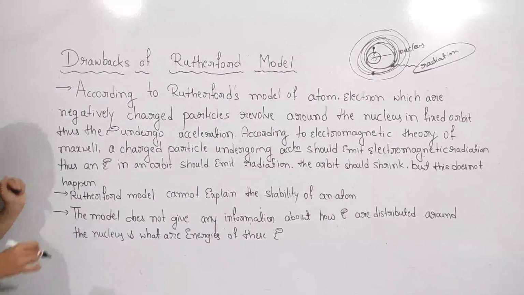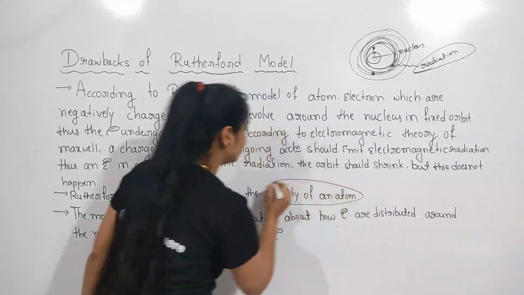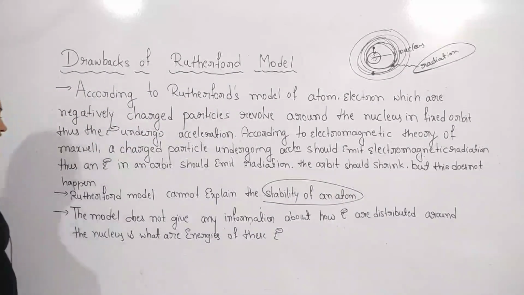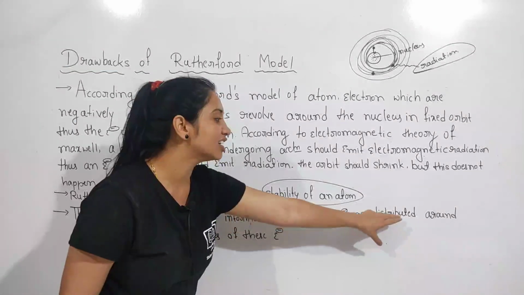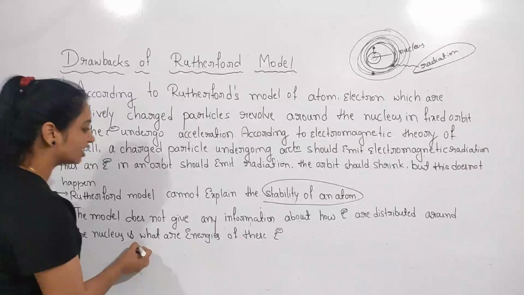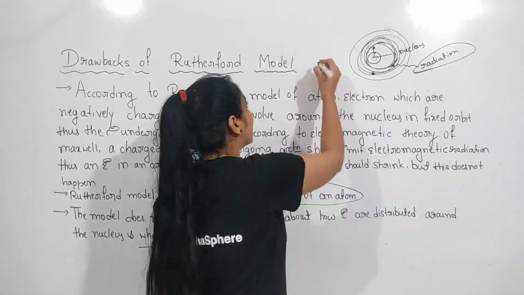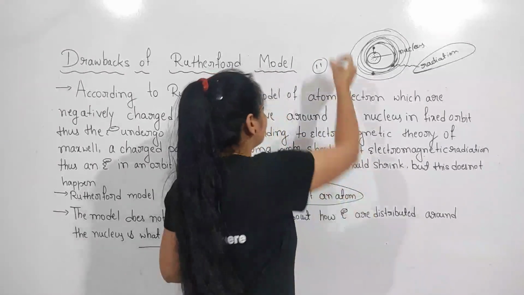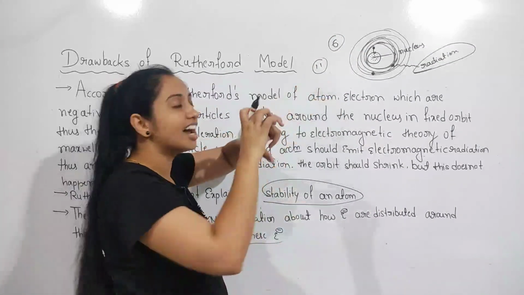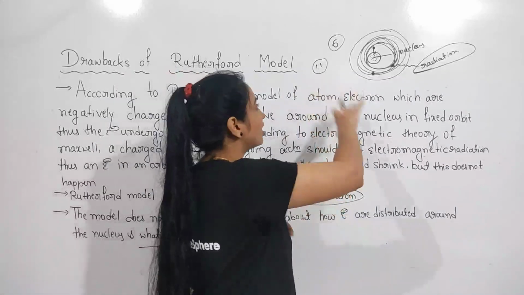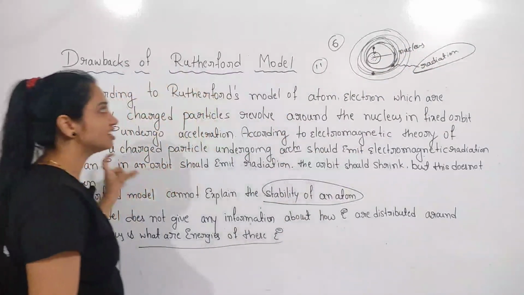The next drawback is that the Rutherford model cannot explain the stability of an atom. And next, the model does not give any information about how electrons are distributed around the nucleus and what the energies of these electrons are. For example, sodium has 11 electrons, and carbon has 6 electrons. So how are these 11 electrons arranged? In what format the electrons are arranged around the nucleus, he can't explain in this model.